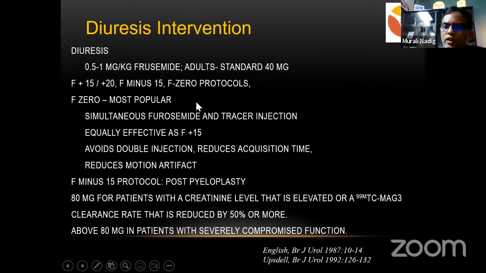The F0 protocol has nowadays become most popular because it is equally effective as F+15 and avoids double injection, reduces acquisition time, reduces motion artifact, and physiologically the peak effect of Lasix coincides with peak pelvicalyceal filling time. The F-15 protocol is reserved for certain cases, like post-pyeloplasty or when there is a grossly dilated pelvicalyceal system. Whenever renal function is impaired, more furosemide has to be injected, like 80 mg, if the creatinine value is elevated or clearance rate is reduced by 50% or more.